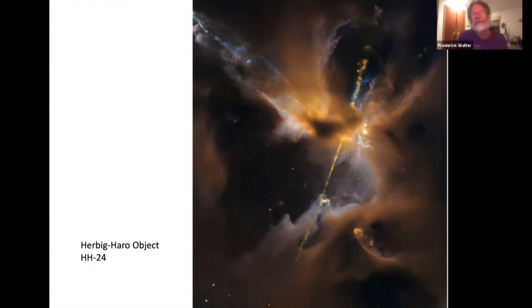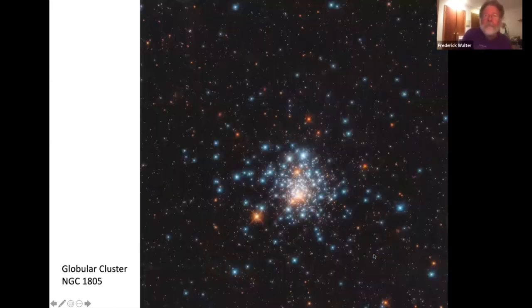You can see lots of neat things in these pictures. This looks like something you might get off an Etch A Sketch, a series of concentric rings. This looks almost like a fish down here.